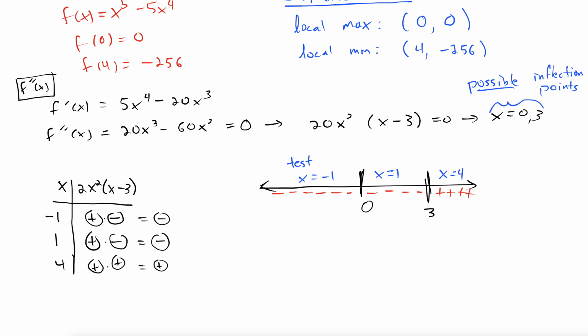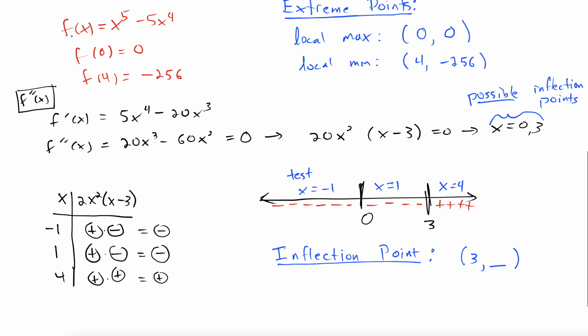So it turns out that an inflection point occurs at x equals 3, but not at x equals 0, since the concavity changes at 3, but not at 0. But the name itself implies that we need a point, not just an x value. We know our x value is 3, but we need a y value, and remember for that we go all the way back to the original function.